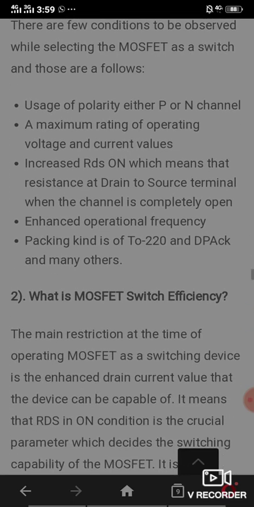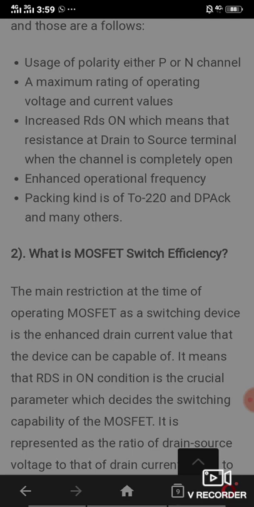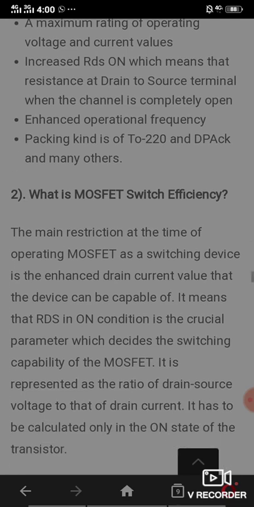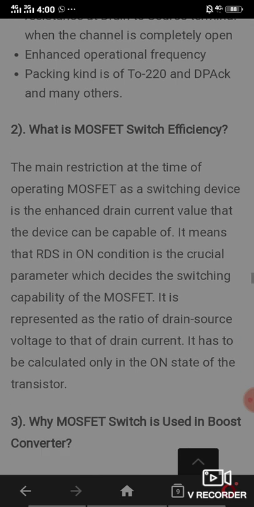What is MOSFET switching? The main restriction when operating a MOSFET as a switch device is the drain current the device is capable of handling. It means that RDS in the on condition is the crucial parameter which decides the switching capability of the MOSFET. It is represented as the ratio of drain source voltage to drain current. It has to be calculated only in the on state of the transistor.